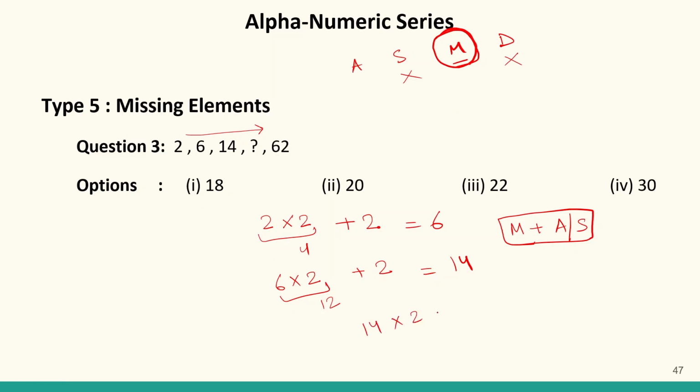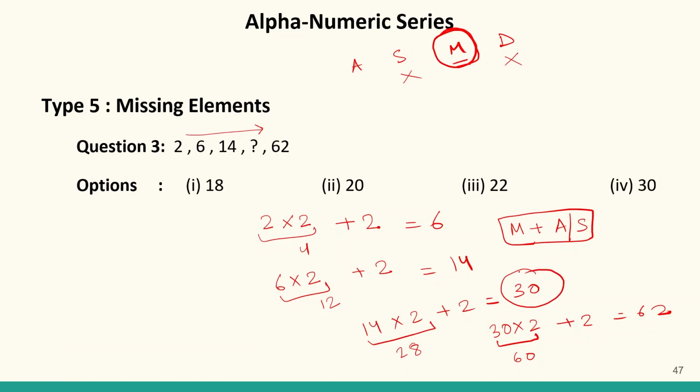So if I multiply 14 by 2 and then add 2 into this, so this will be 28. This will be 30, right? And if I multiply 30 into 2 and add 2, so this will be 60 and this will give us 62. So if my answer is 30, it is following logic with the previous element also and with the next element also. So my answer should be option 4, 30.